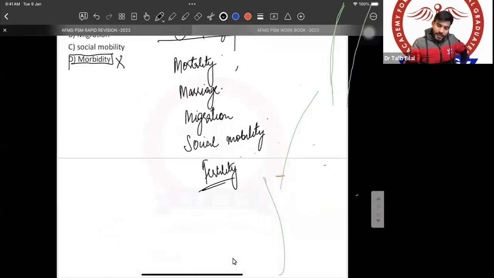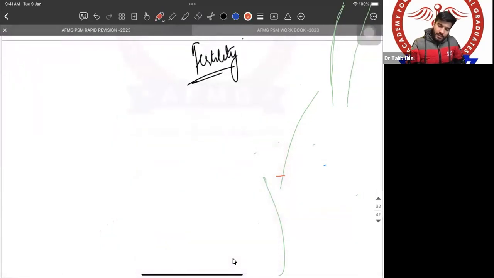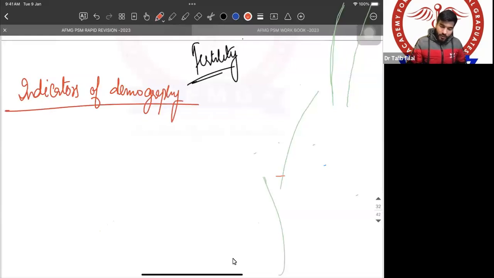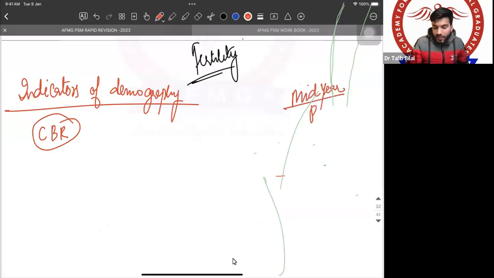Then indicators of demography, guys. Please go through the notes and check out the formulas. I'm telling you, it is a question. First one, crude birth rate: number of live births upon mid-year population. When do we take the mid-year population? This question also came in MCI. The date is 1st of July. Mid-year population on 1st of July.